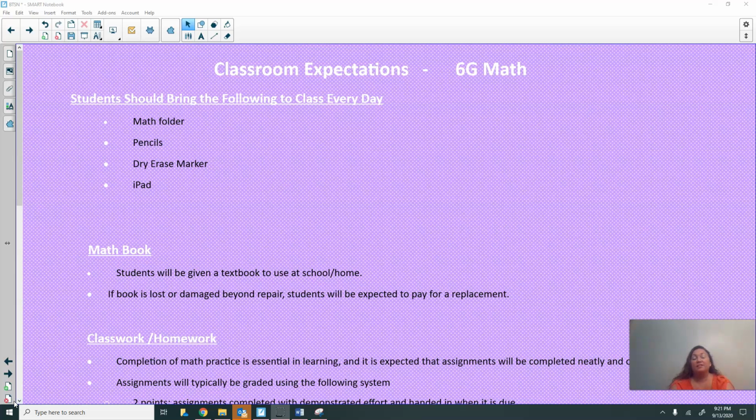Okay, I want to move on and talk a little bit about class expectations. Students should bring the following to class every day. I've asked students to have a math folder. They may have some papers, probably not as many in a typical year because we're trying to do as much virtually as we can. They should bring a pencil or pencils to class. They should have dry erase marker and bring their iPad with chargers. Those should be things that are brought back and forth every day.